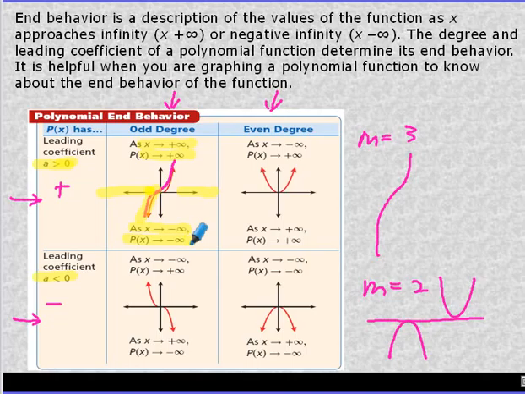If we have an even degree, so an even degree you can think of just a quadratic parabola graph.